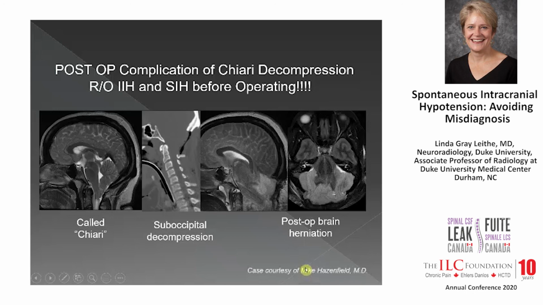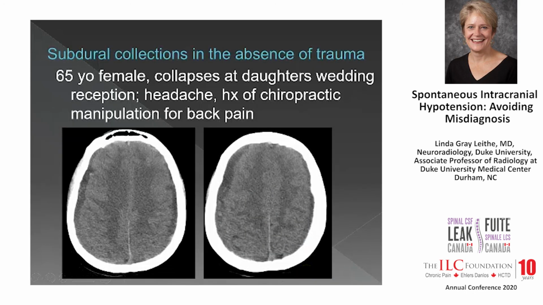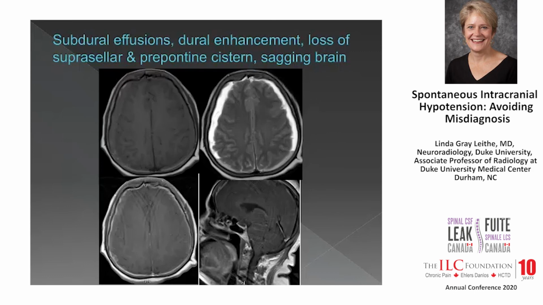So the other feature that we can see with intracranial hypotension are subdural effusions. And here was a patient who collapsed at her daughter's wedding, was taken to the ED, and was found to have bilateral subdural effusions. She only had a history of chiropractic manipulation and back pain. She got an MR scan of the brain demonstrating the bilateral effusions, even some proteinaceous material that we can see here, dural enhancement, and clearly loss of the suprasellar cistern and sagging brain with loss of the prepontine cistern.